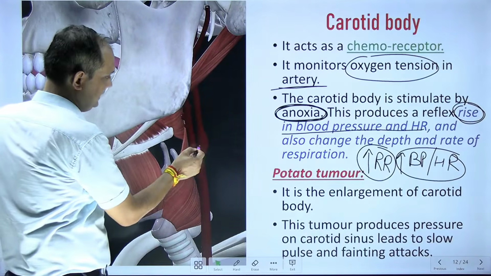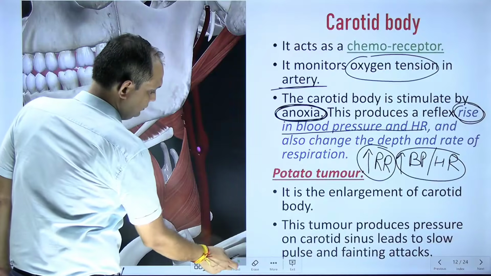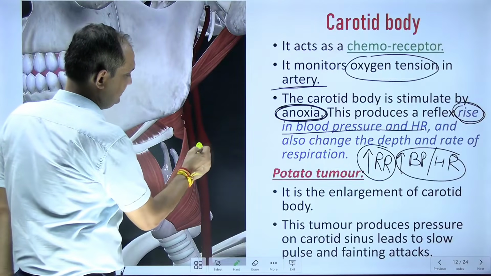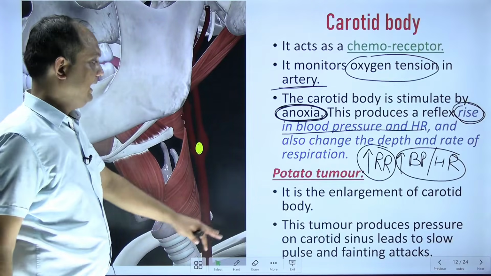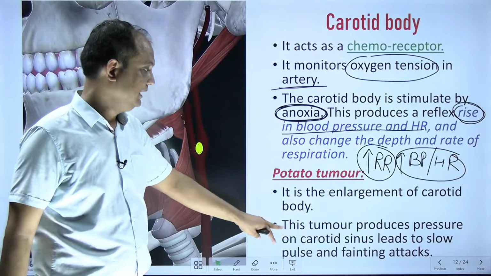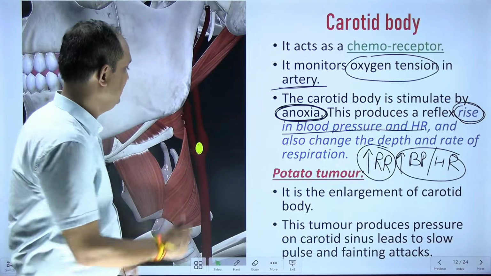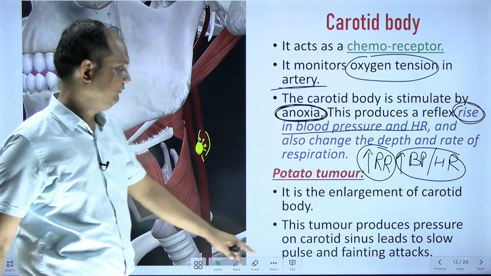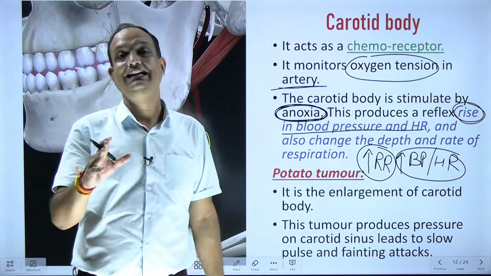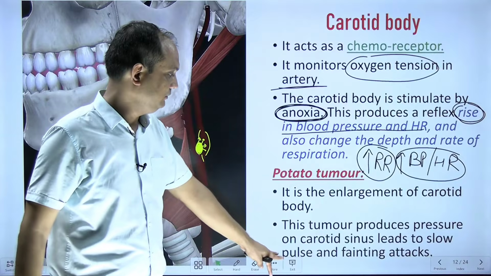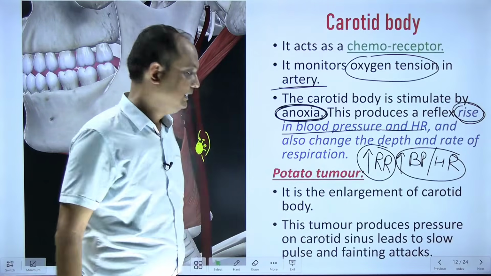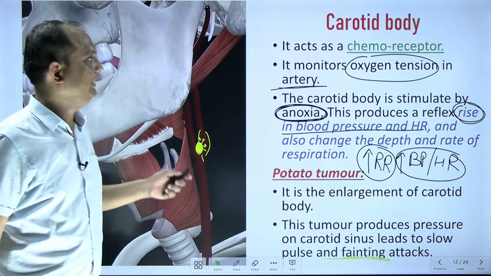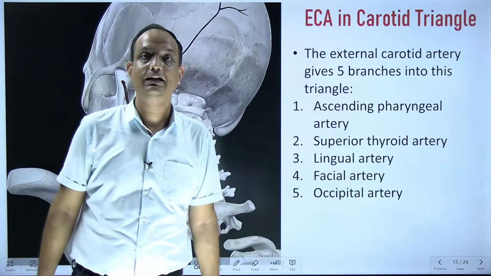Now, there is some abnormal enlargement of the carotid body that can occur. If this pink color area enlarges abnormally, it is known as potato tumor. So what is potato tumor? Potato tumor is the tumor or enlargement of this carotid body, and if the carotid body enlarges, it produces pressure on the underlying carotid sinus. So this is the sinus. If the pressure comes on the carotid sinus, what will happen? The effects of carotid sinus stimulation are seen. That means it will lead to bradycardia, it will lead to hypotension, and in such a condition the patient will have fainting attacks. Clear? So these are the two very important questions: one is carotid sinus and the other is carotid body.